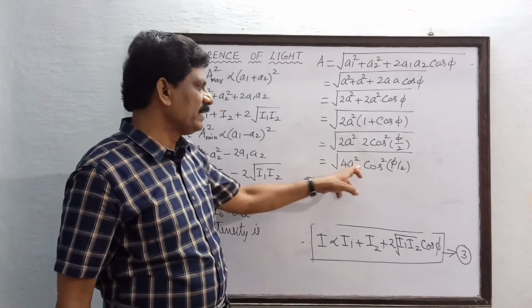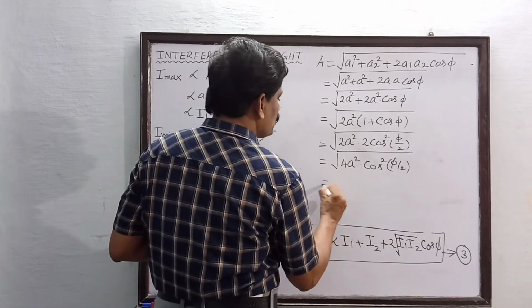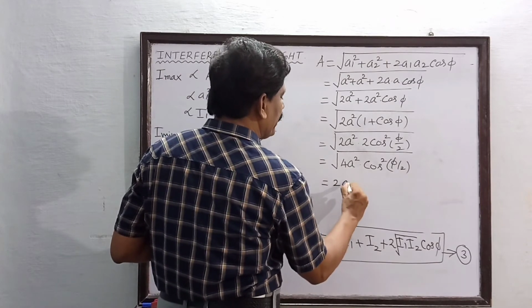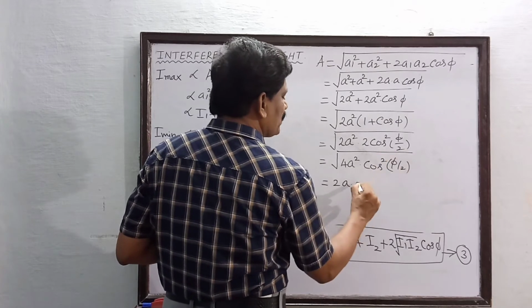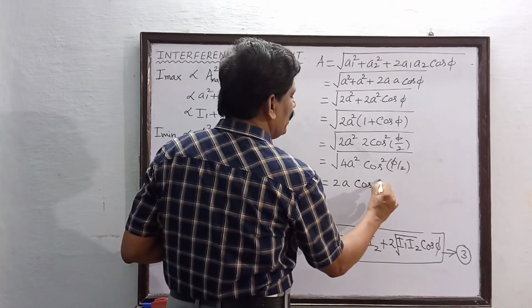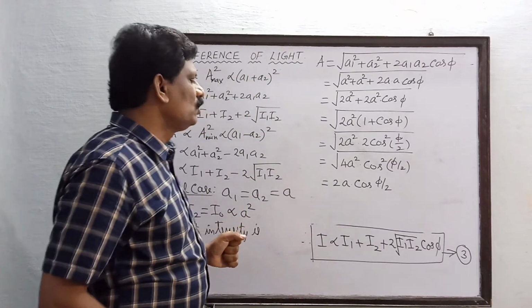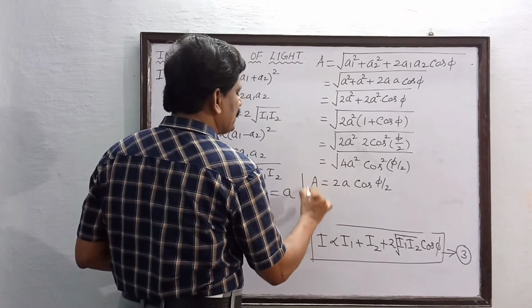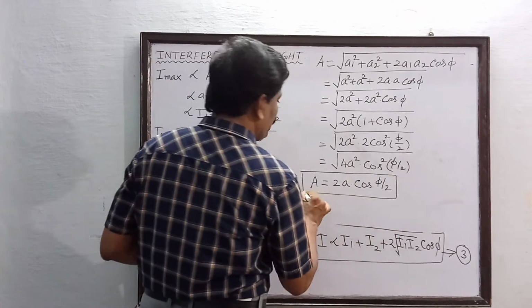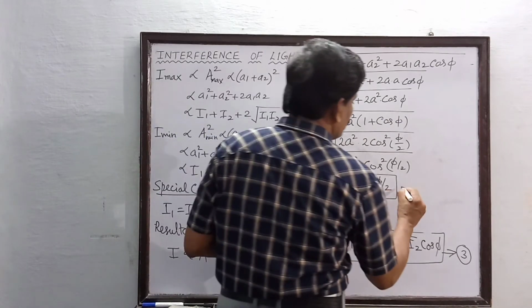Now this 4A square inside the square root, when it comes out, will become 2A. And cos square phi by 2, when it comes out of the square root, will become cos of phi by 2. So this is 2A into cos of phi by 2. Therefore, this is the resultant amplitude. This can be taken as equation 4.